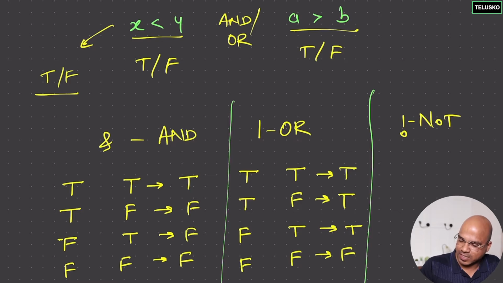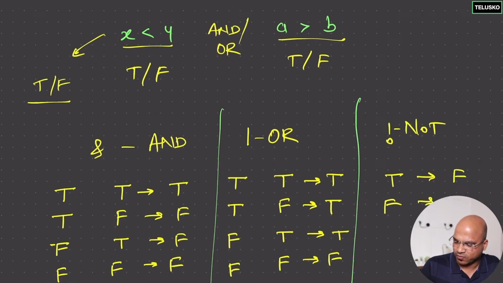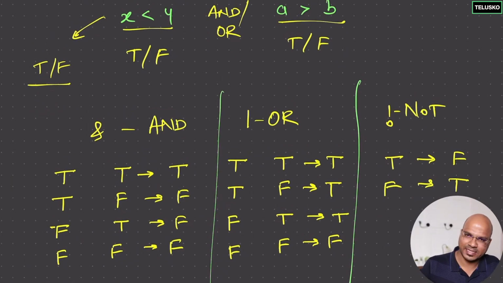Now, NOT is basically used to reverse the thing. For example, if you have true and you want the output to be false, or if you have false and the output you want is true, then you will apply a NOT operation. Apart from this, we have one more which we have not talked about, which is XOR. Again, we'll talk about that in some time. But we have three basic operations here: AND, OR, and NOT.